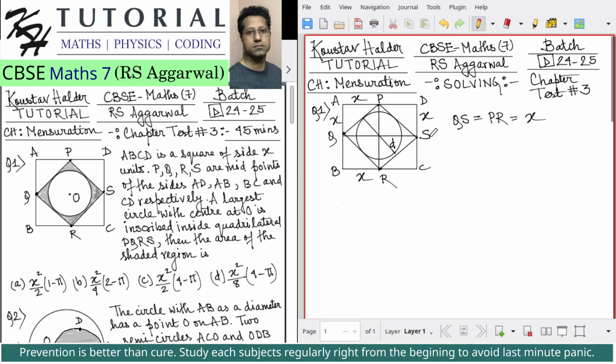Remember that PQRS is a square since it's a quadrilateral formed by joining the midpoints of another square ABCD. Okay. Now first of all, let us find the length of each side of the square PQRS, where the length of the diagonal of the square PQRS is x.